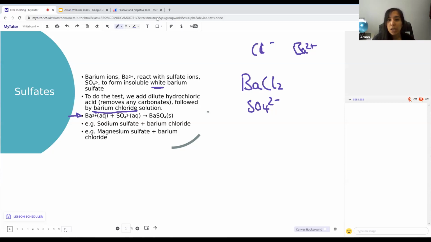So that one's potentially a little bit easier than the halides, because all you need to remember is then if we react with barium chloride and we get a white precipitate, then a sulfate ion is present. You don't need to remember any colours as such, it's just a white precipitate. Okay, so no questions there.